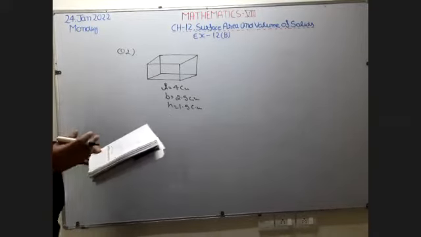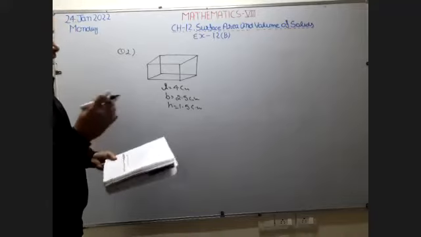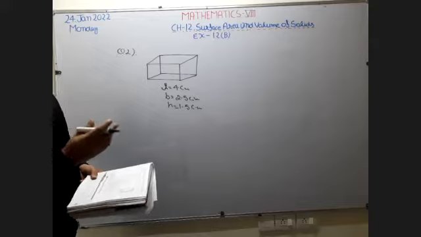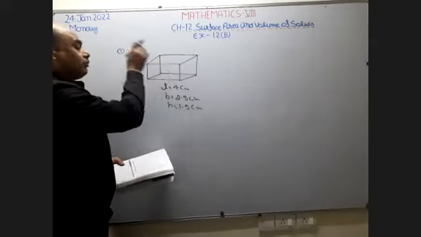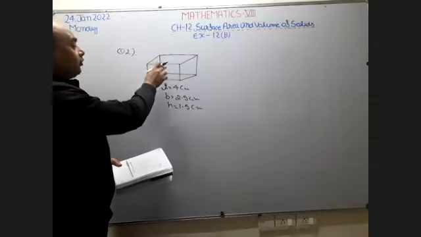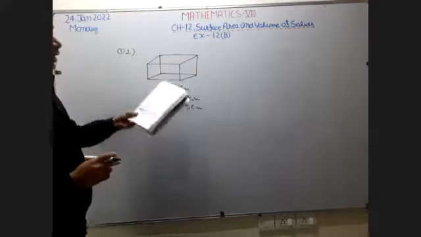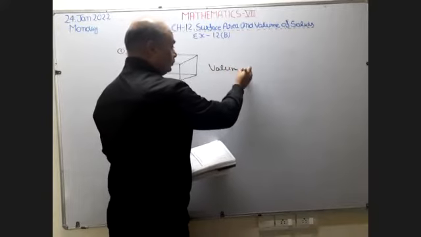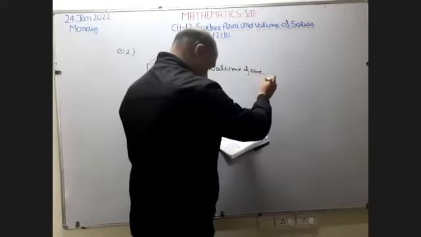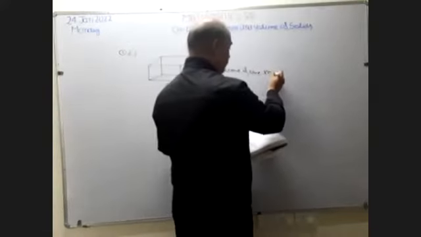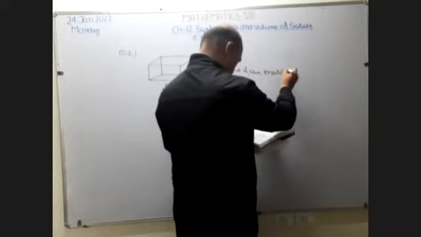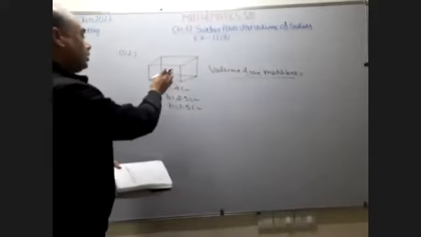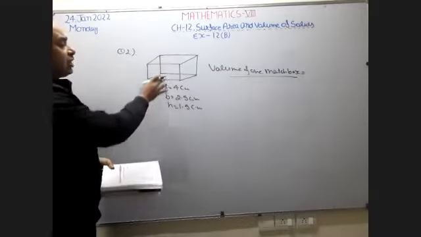Okay. In this packet, 12 dozen of boxes are there. So first we want to find the volume of one box. After that, we want to find the volume of the packet. So I'm going to write here volume of one matchbox. What is the shape of this matchbox? This is the shape of cuboid.